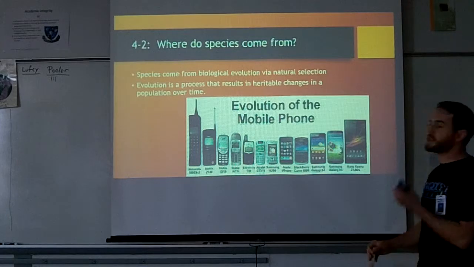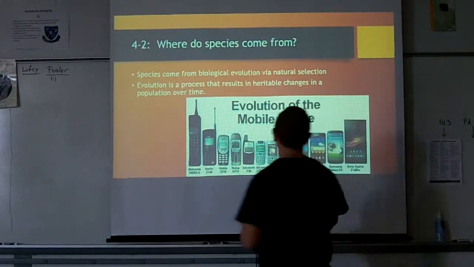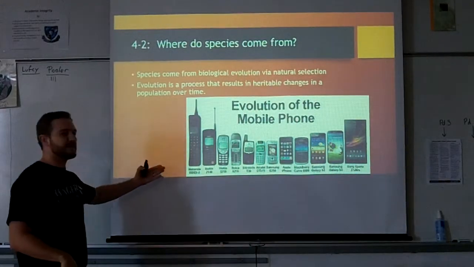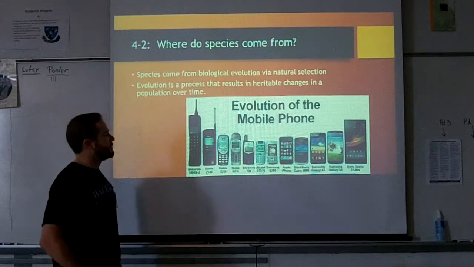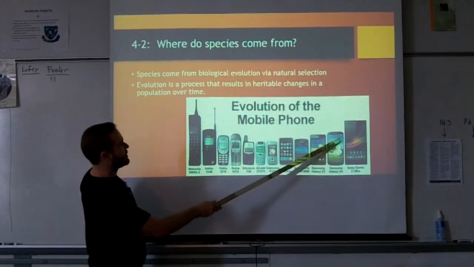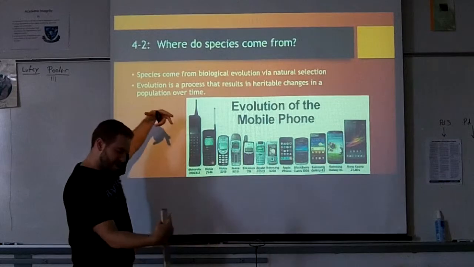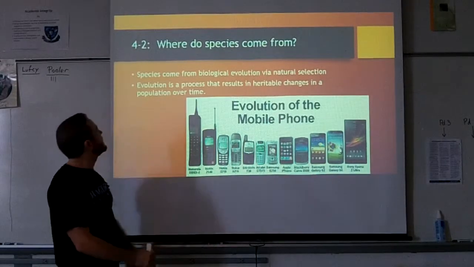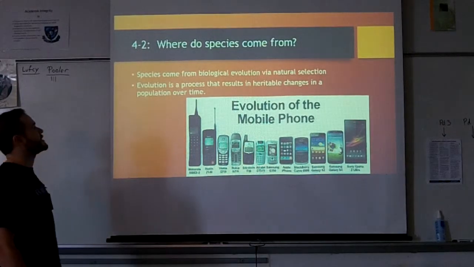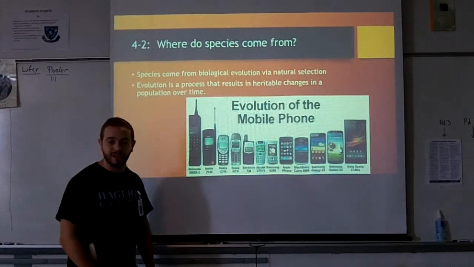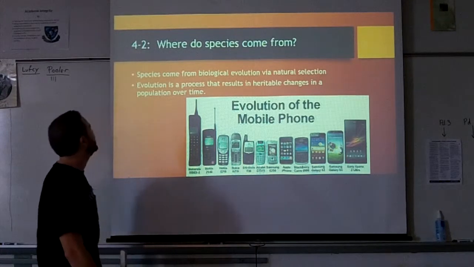Okay, so where do species come from? Evolution. So, the evolution of the cell phone here. We have this tendency now to get bigger and bigger screens. Maybe we'll be carrying around a huge phone like this big one day. So species come from biological evolution via natural selection, and that is what we're going to be looking at today.